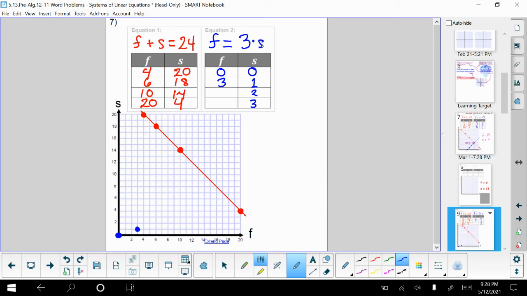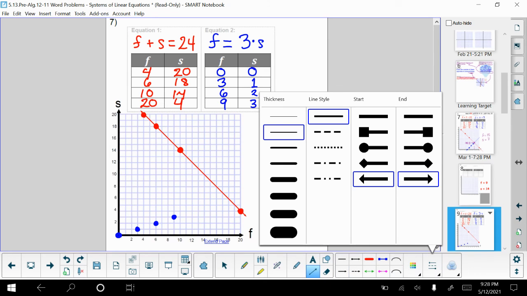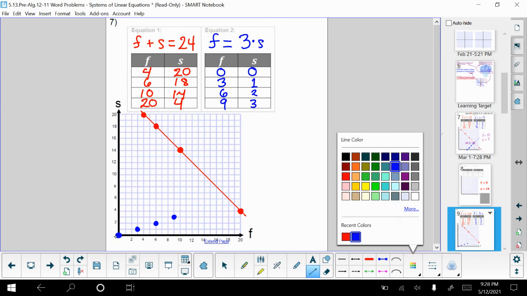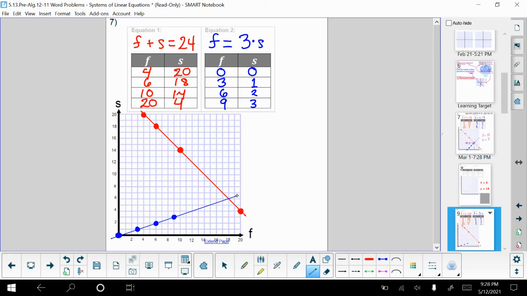In like manner, substitute in 2. 3 times 2 is 6. So when f is 6, s is 2. And substituting in 3, 3 times 3 is 9. So when f is 9, s is 3. Let's go ahead and draw a blue line through those points.